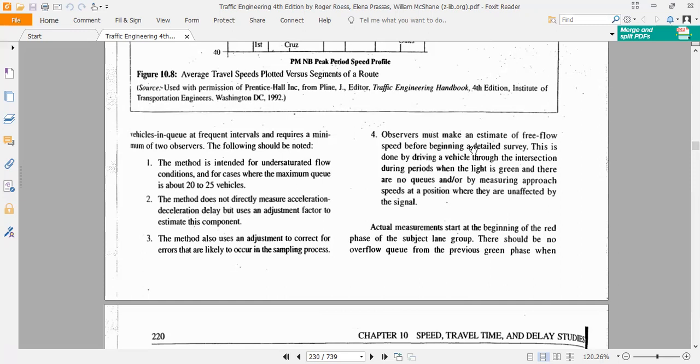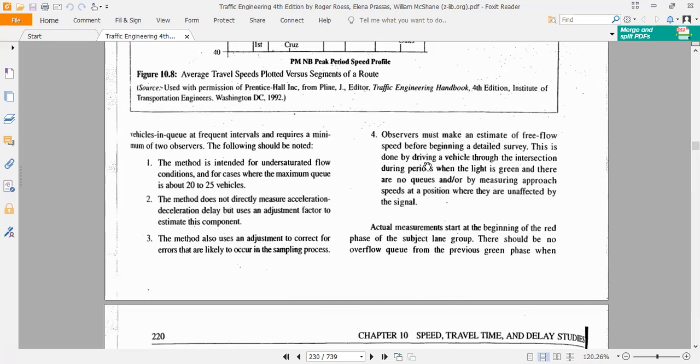The observers must make an estimate of free flow speed before beginning a detailed survey. It will come in the coming pages. The observer must make an estimate of free flow speed, so before starting the survey you find the free flow speed.